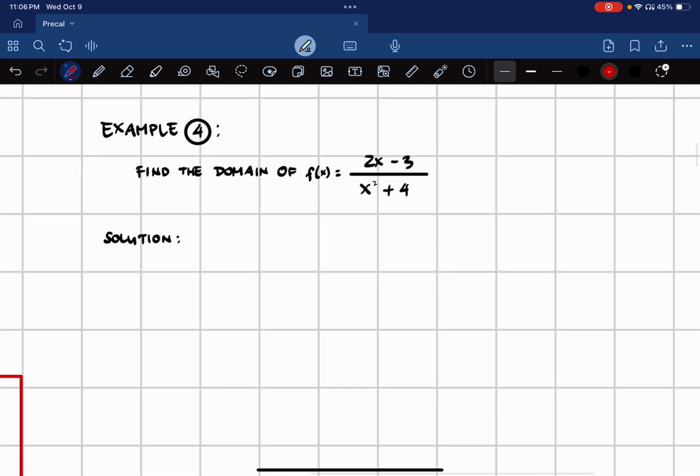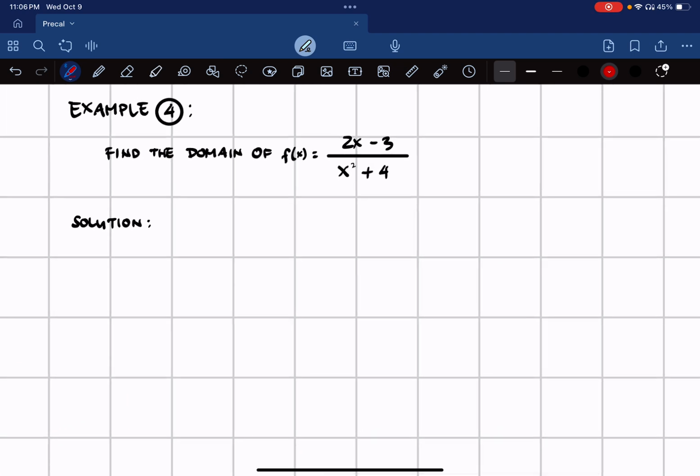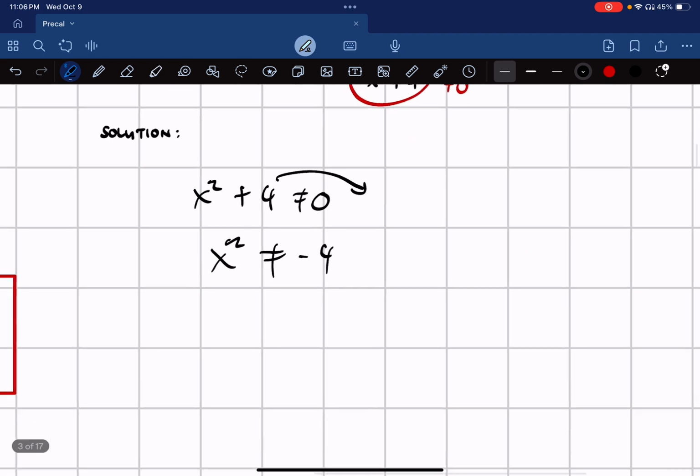Now, let's proceed to example 4. This is a rational function whose denominator is x squared plus 4. Again, the denominator must not be equal to 0. So, let's solve that. x squared plus 4 must not be equal to 0, which means x squared must not be equal to negative 4.